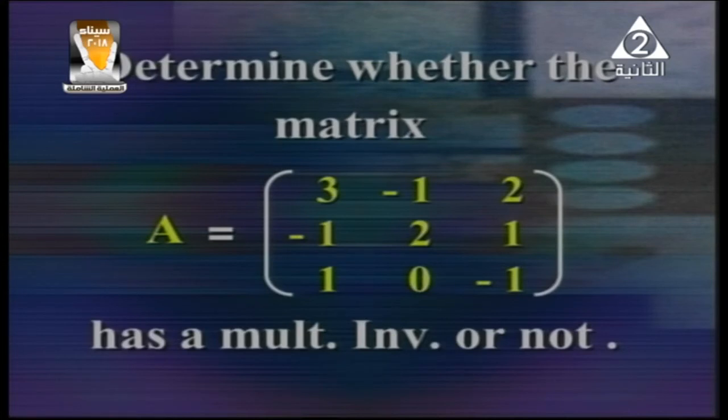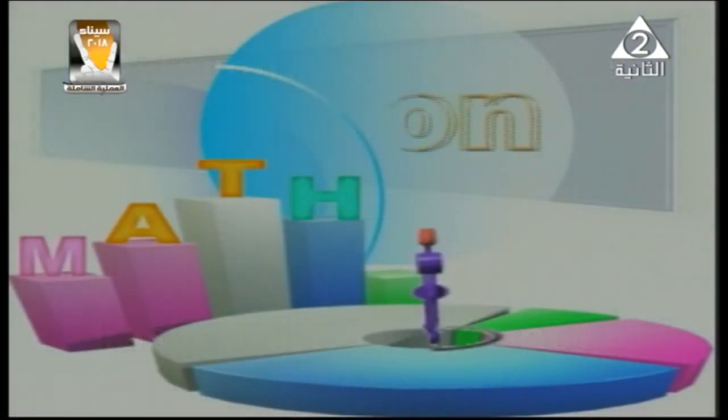Then we calculate the determinant of A by the first row, second row, third row, or any method to calculate the determinant of the matrix A. If the determinant equals 0, then the matrix has no multiplicative inverse. If the determinant is not equal to 0, then we say that the matrix has a multiplicative inverse. Solution.